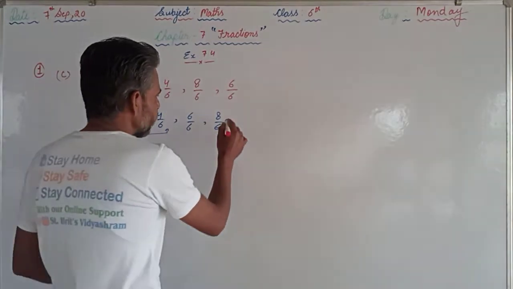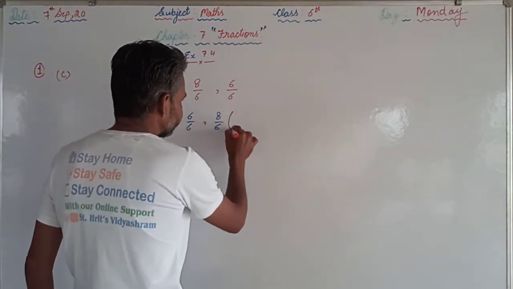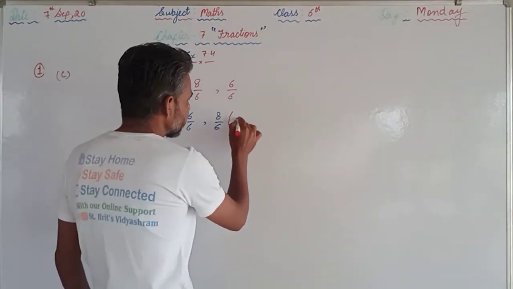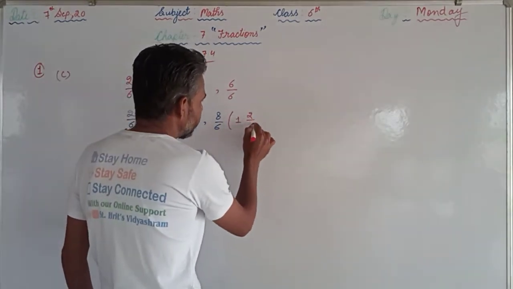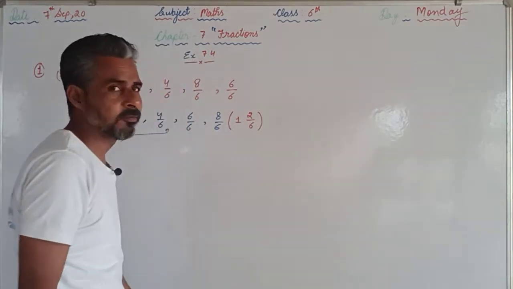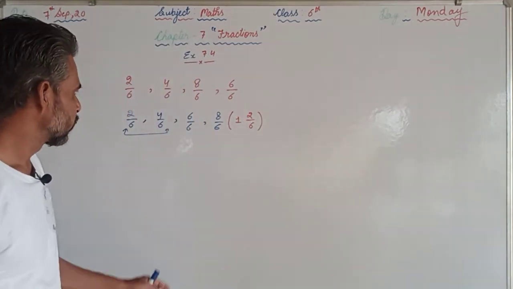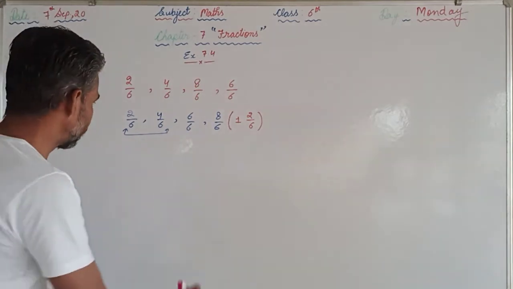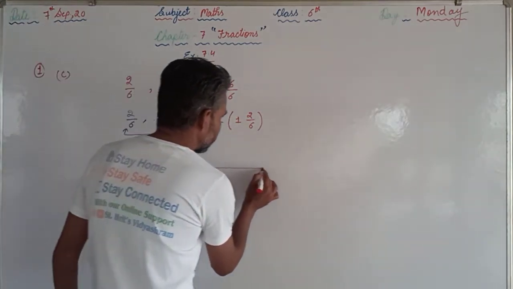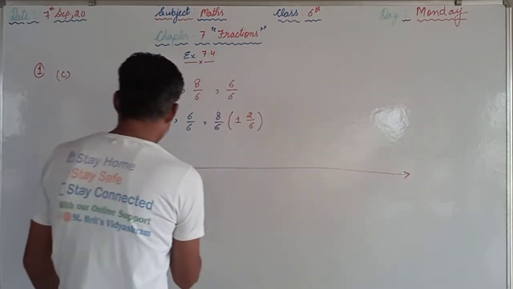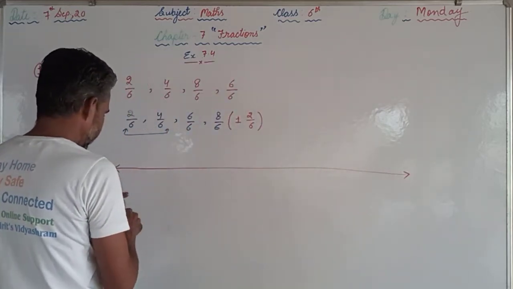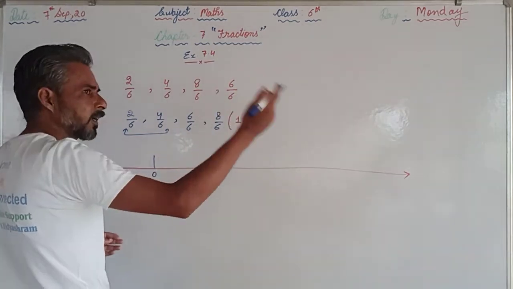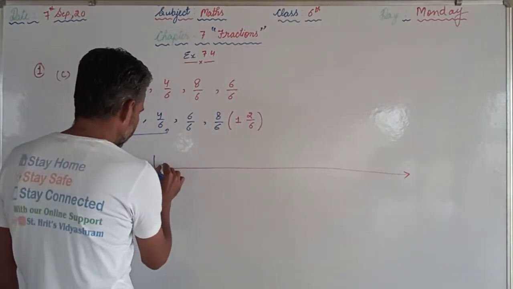Improper fraction we will change into a mixed fraction. So the mixed fraction is 1 and 2 by 6, 1 and 2 by 6. So that is more than 1. So first of all we are supposed to draw the number line. Suppose here it is 0, all are positive, so all will be on the right hand side of 0.